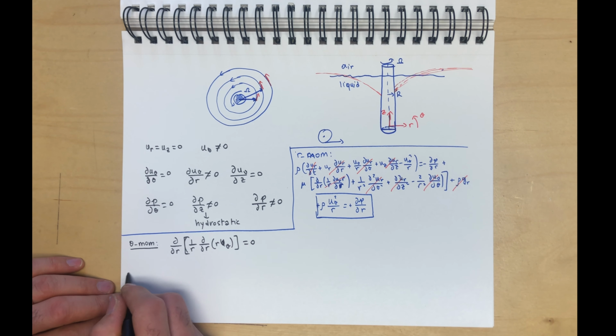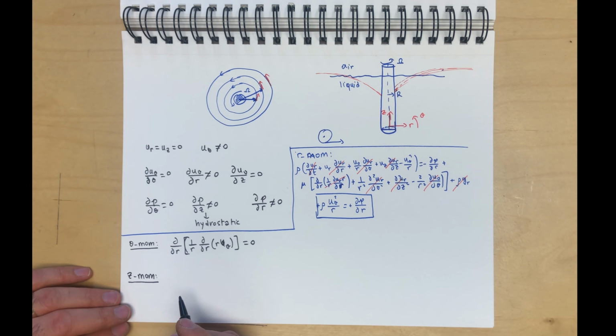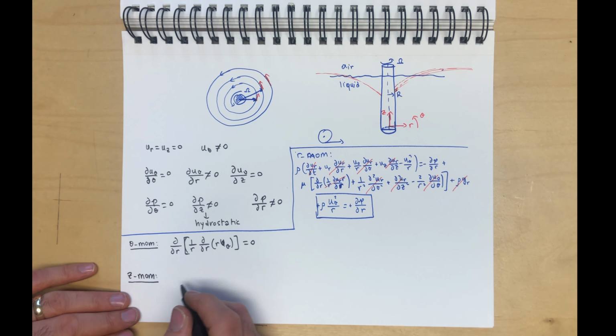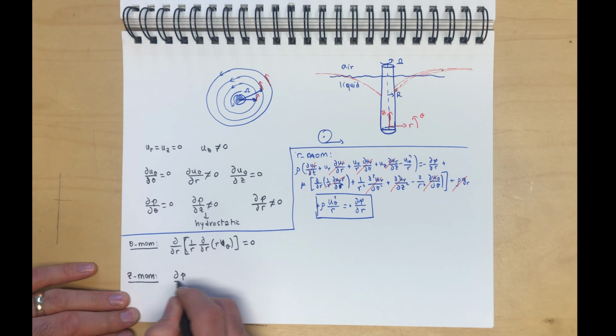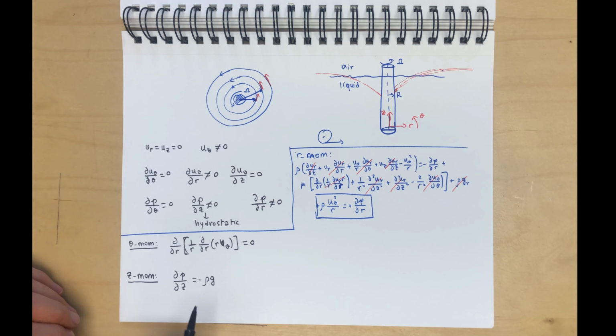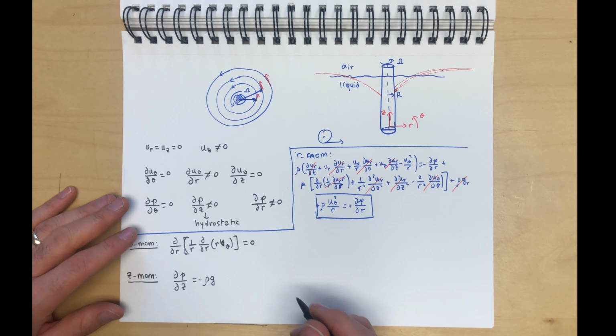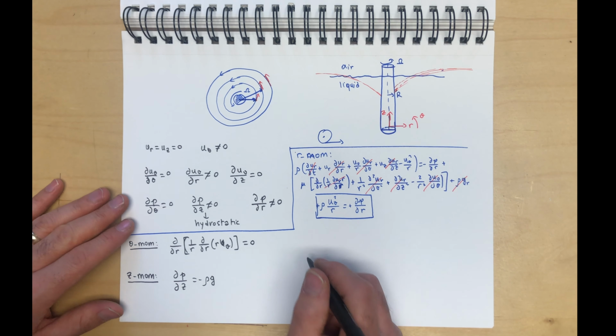Okay, and finally for z momentum, same thing happens. Everything disappears except for the hydrostatic pressure distribution, and that gives us minus dp by dz minus rho g, so dp by dz equals minus rho g. Okay, so now we have all three governing equations, and note that the continuity equation doesn't give us anything.